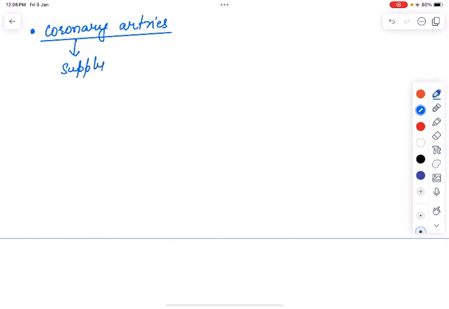So we will see the third one is coronary artery. What is coronary arteries? These coronary arteries will be arising from the left and right base of the aorta. They supply blood to the heart. ये coronary artery क्या करेगा? Supply blood to the heart. See, all the parts of the body need blood, so heart also needs blood. So the supply of blood will take place from the coronary arteries.